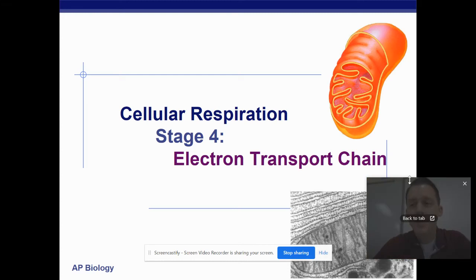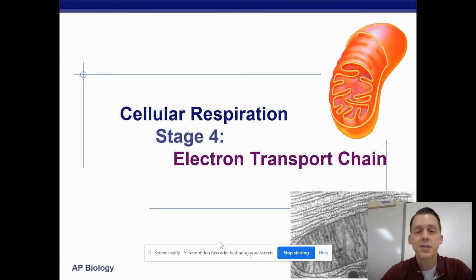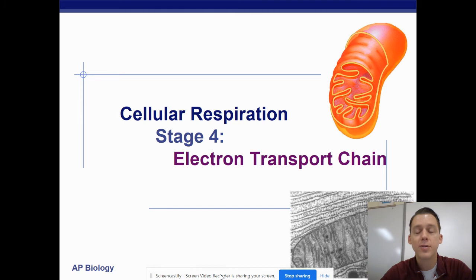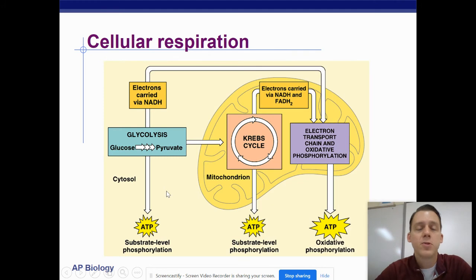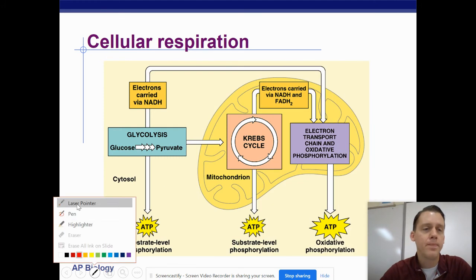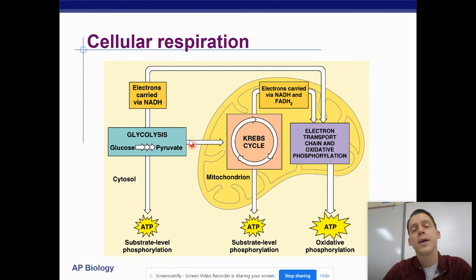Hi everyone, today we've got the very last part of aerobic cell respiration, the electron transport chain. Everything we've done so far, we're going to start putting together. So far, where are we? Well, we started off with glycolysis. Glycolysis made a little bit of ATP through substrate level phosphorylation, thanks to those chemical reactions. Glycolysis also made a little bit of NADH.